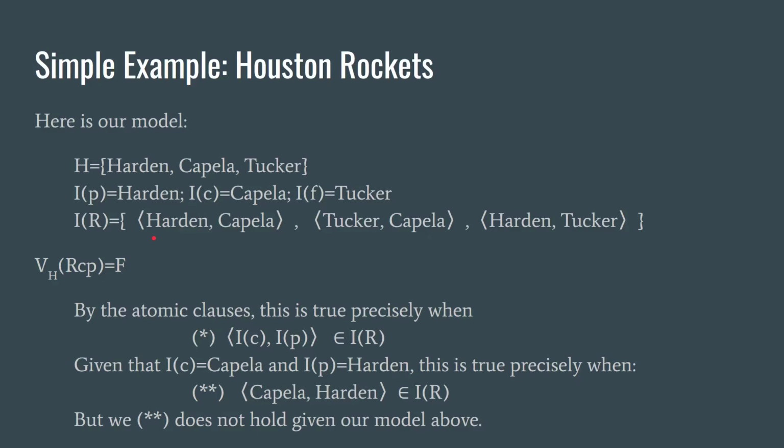Since center is being interpreted as Capella and point guard as Harden, we need to look for whether there's an ordered pair with Capella as the first entry and Harden as the second entry. This doesn't fit the bill, this doesn't fit the bill, and this doesn't fit the bill. So there is no such ordered pair in this set. Therefore, this sentence comes out false.